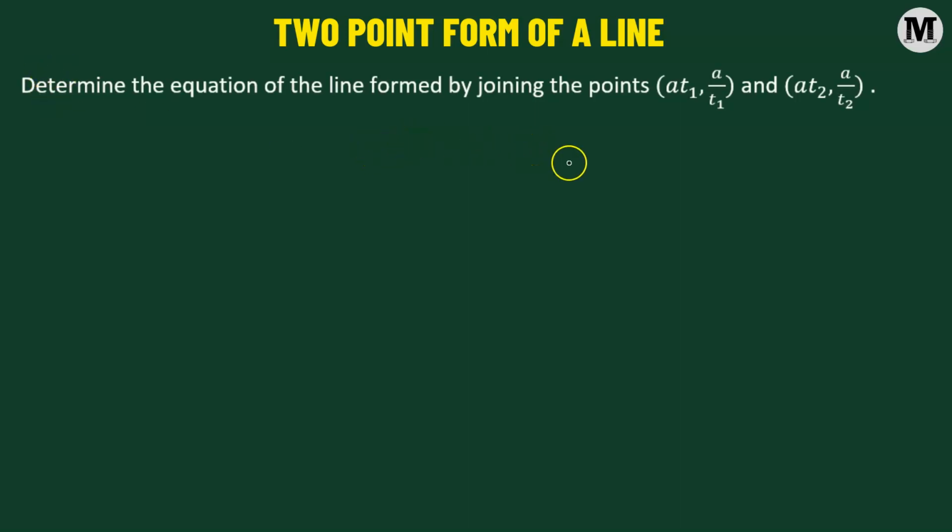Determine the equation of the line formed by joining the 2 points. So let us begin. Now, in order to find out the equation of a line, whenever we are provided with 2 points, we can use the 2-point form of a line. So let's quickly go through the 2-point form of a line.